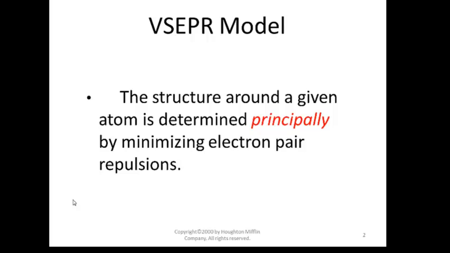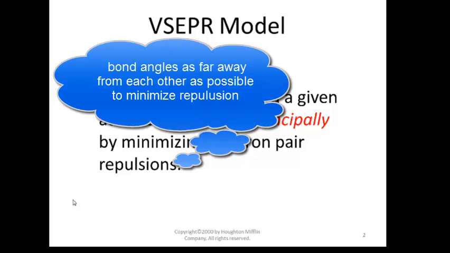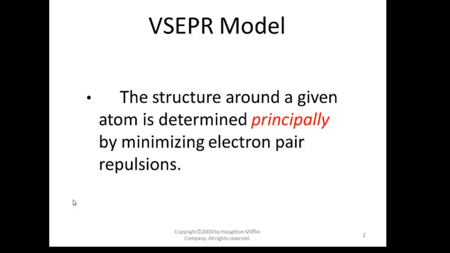Alright, valence shell electron pair repulsion, VSEPR for short. The structure around a given atom is determined principally by minimizing electron pair repulsions. The structure around a given atom means, in a Lewis structure, the central atom. The electron pairs are trying to minimize repulsion, so they're forming structures based on this VSEPR model. Note the title: valence shell, electron pair, repulsions.